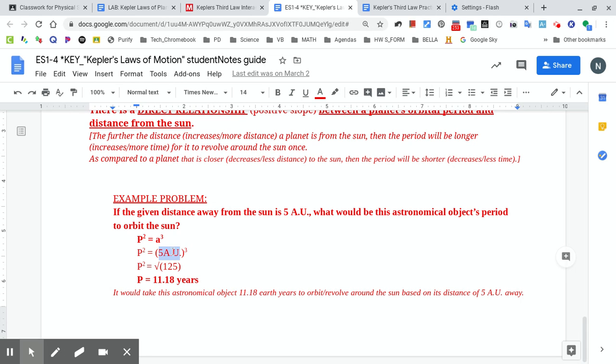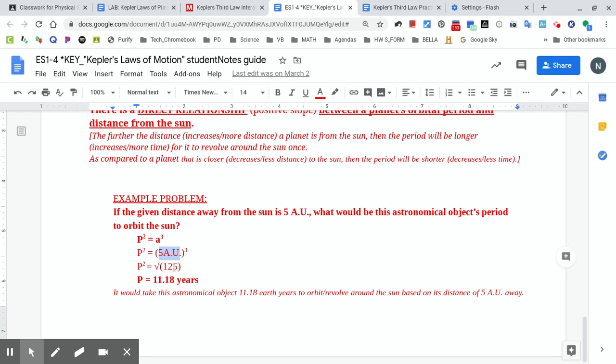We always have a unit with our numbers. And we're going to cube it, so you're going to get that number, and that number is 125. So in other words, 5 times 5 times 5, or 5 raised to the third power. I can go in more detail of how to do that if you struggle with how to use a calculator to do that. And then to get rid of something that's squared, because we just want P by itself, we're going to square root it, because that's the opposite of squaring something.